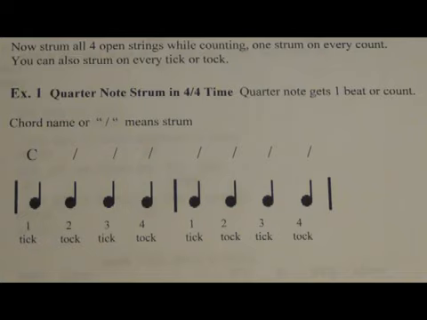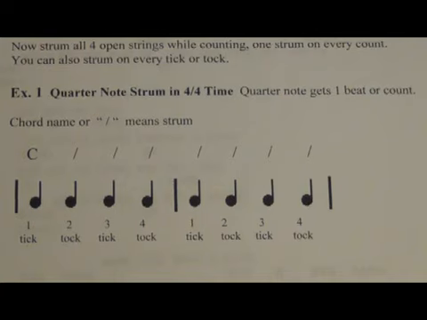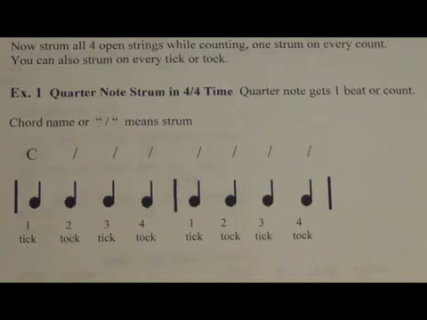Okay, so if we looked at this example number one, this time I'll count to four and I'm going to strum the C, and those are strum marks. So I'm going to strum on every count. Okay, I'll count to four, get your C chord ready and play along. 1, 2, 3, 4. Tick, tock, tick, tock.